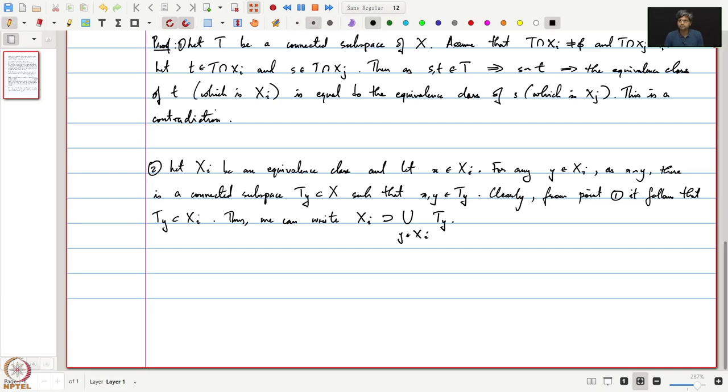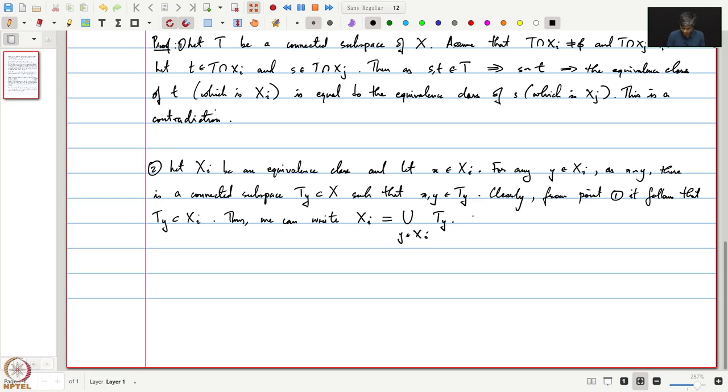This inclusion is obvious because for each y in Xi, the subset T_y is contained in Xi, and therefore when we take a union, it's going to be contained in Xi. And conversely, for the other inclusion, for every y in Xi, T_y contains y, right? So therefore, this is actually an equality. So now we have this variant of the earlier lemma we had proved.